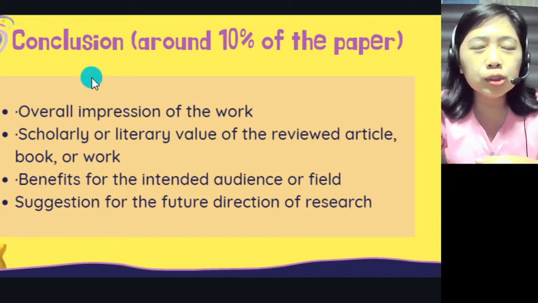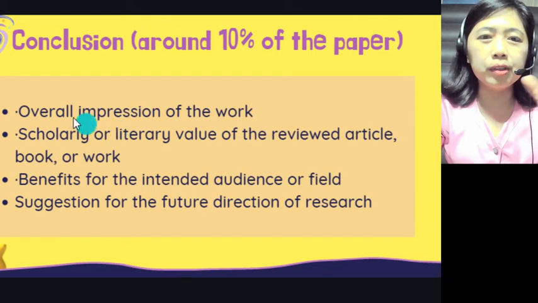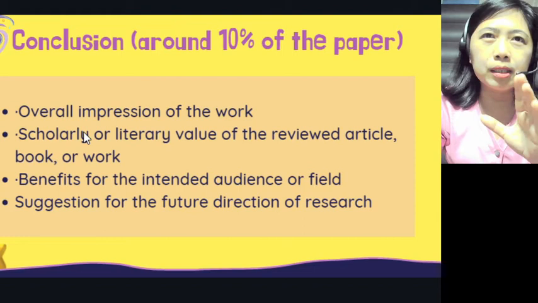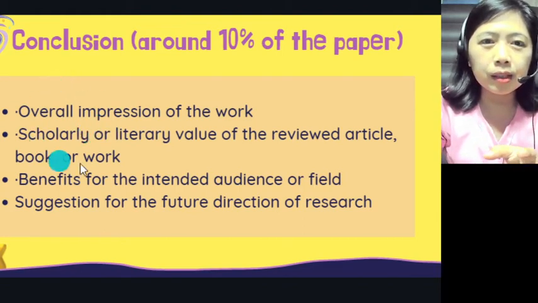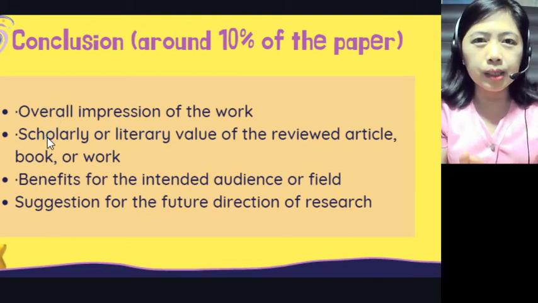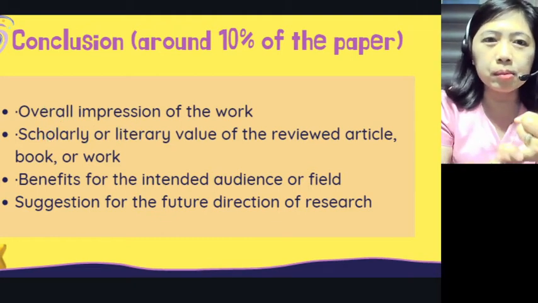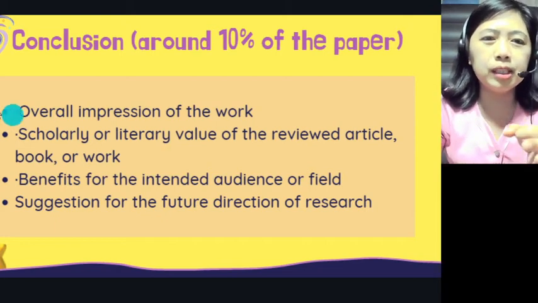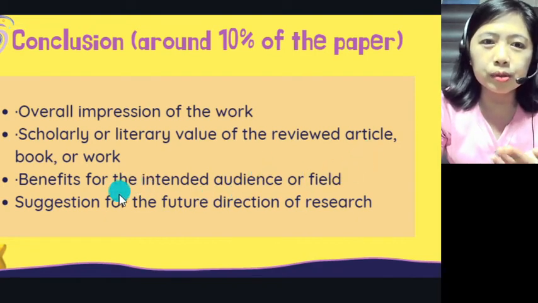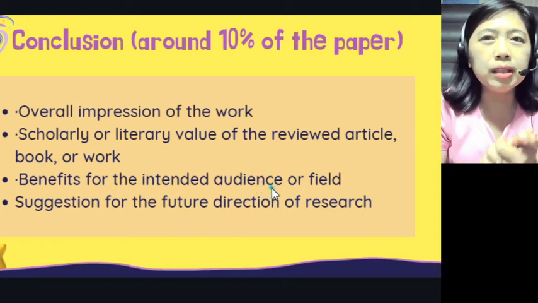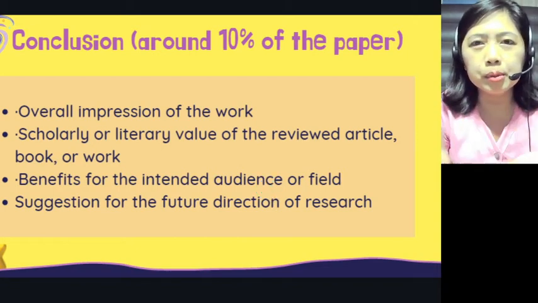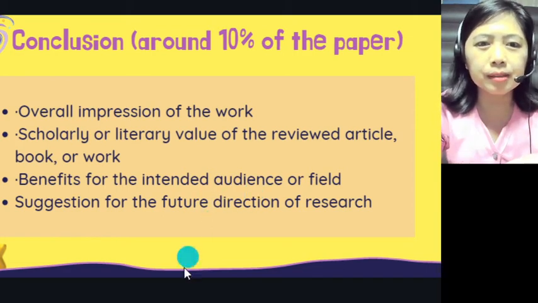Your conclusion is your overall impression of the work. The summary is the summary of the book or text that you read. The conclusion covers everything that you wrote, including the introduction, the summary, and the review. Then the scholarly or literary value of the reviewed article, book, or work, and the benefits for the intended audience. So what will they get if they read a certain book or article.